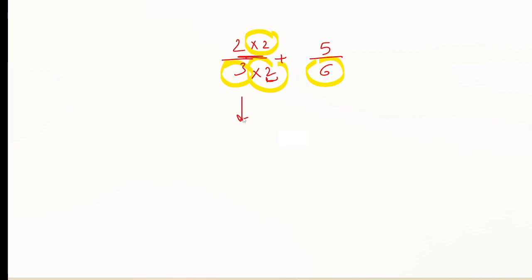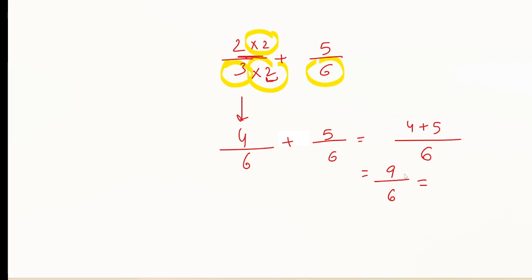So this will become 2 times 2, 4 over 6, right? And this is 5 over 6. Now we have got the same denominator. Whenever there is a common denominator, we just keep it as it is. We add the numerators. So 4 plus 5, this will become 9 over 6, right? Now again you see they both come in the same times table, so this is not the simplest form. We can simplify it. If you divide both of them by 3, you will get 3 over 2, right? So this is the simplest form, 3 over 2.